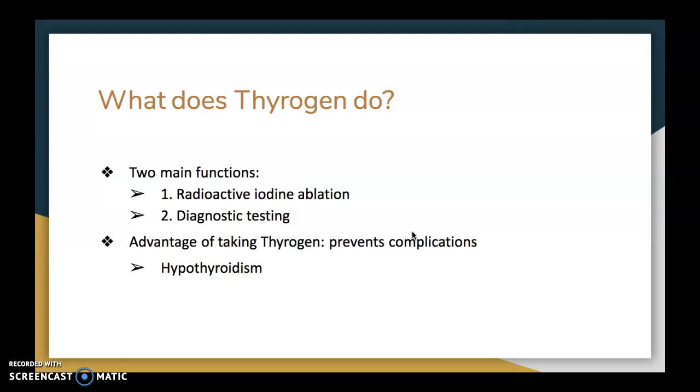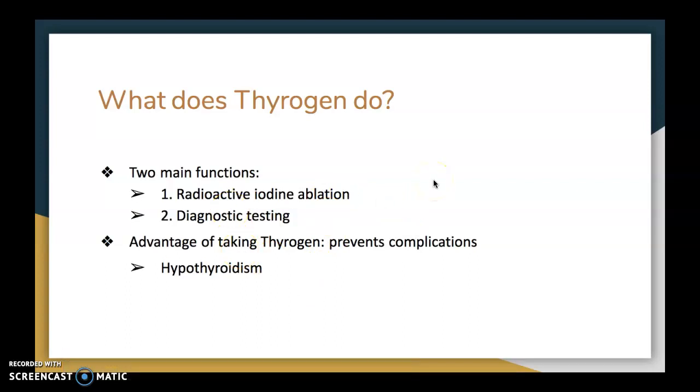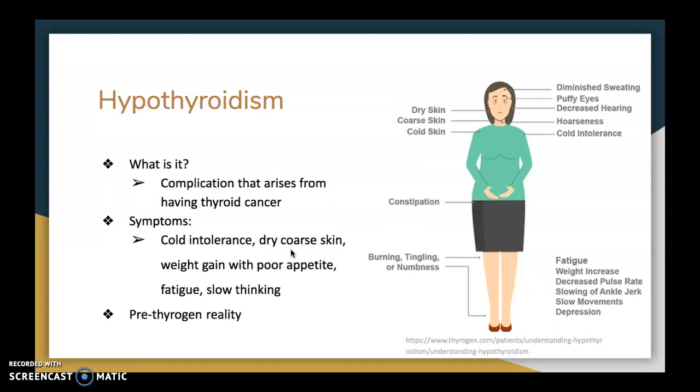So the main advantage of taking Thyrogen is that it prevents complications. One of the biggest complications that you can have because of having thyroid cancer is this thing called hypothyroidism, and that's something that I want to go a little deeper into. So hypothyroidism is a complication that arises from having thyroid cancer. Some symptoms that you can experience are cold intolerance, dry, coarse skin, weight gain, poor appetite, fatigue, slow thinking.